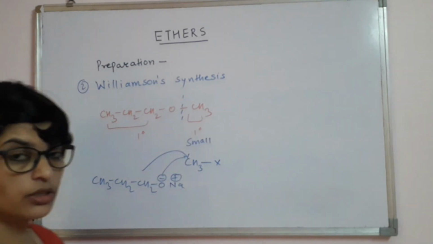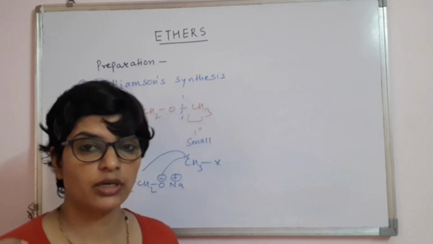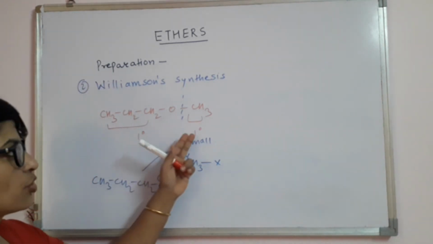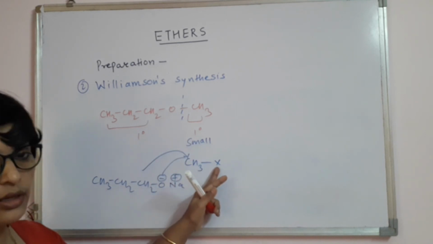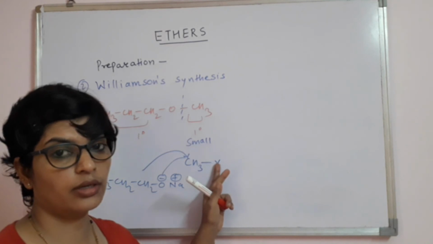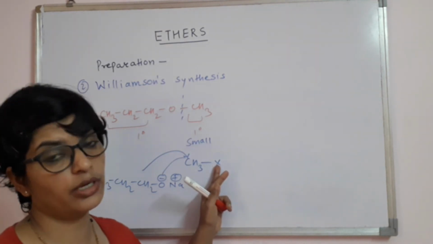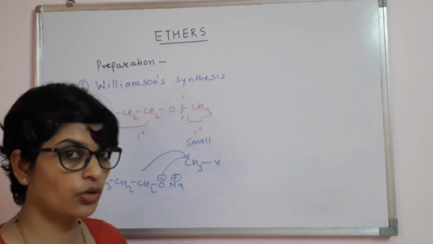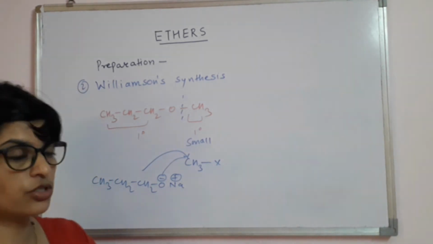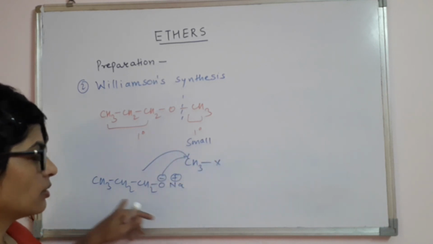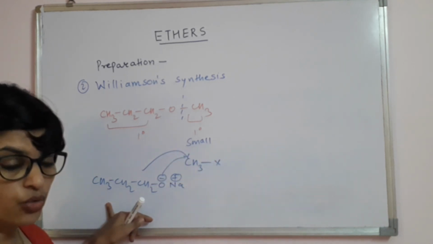I'm sure you've understood how to prepare ethers if they are unsymmetrical. Primary should be the best choice for your alkyl halide, and under no circumstance should you take a tertiary alkyl halide. If you do, you will not get ether, you will get alkene. Why? Because it will then be a beta elimination reaction, and the sodium alkoxide will act as a base and not a nucleophile.